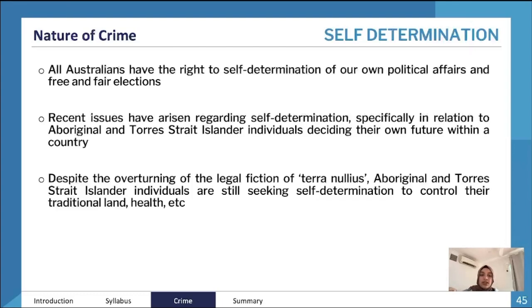There have been recent issues that have arisen regarding self-determination, specifically in relation to Aboriginal and Torres Strait Islander individuals deciding their own future within their country. Despite the overturning of the legal fiction of terra nullius, which is basically stating no man's land, when the British first came to Australia and determined that no one was living on this land, despite overturning this statement because clearly there were Aboriginal people on this land, they are still seeking self-determination to control the traditional land, their health, etc. Which is again something that highlights an area of ineffectiveness in the current system which needs to be addressed.